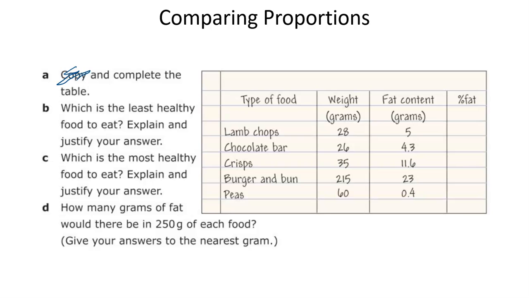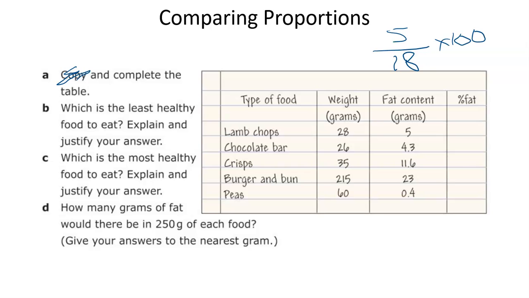Okay, so for each of these, I've got a weight, a fat content also as mass, and then I've got a percentage fat that I want. So what percentage of the overall mass is fat? Okay, so to find a percentage, first I need to make a proportion the easy way, which is a fraction. So that's going to be the amount I've got, 5 grams of fat, out of the total mass of the lamb chop, which is 28. And then to get that as a percentage, I times it by 100.